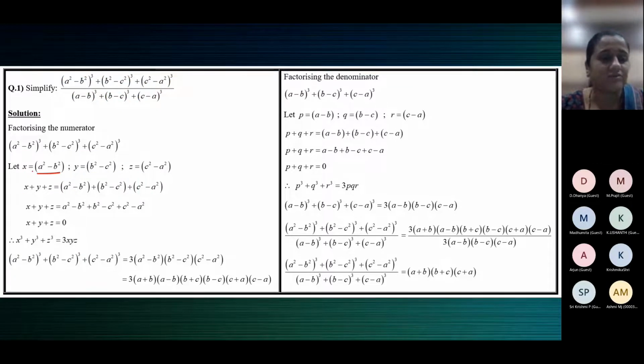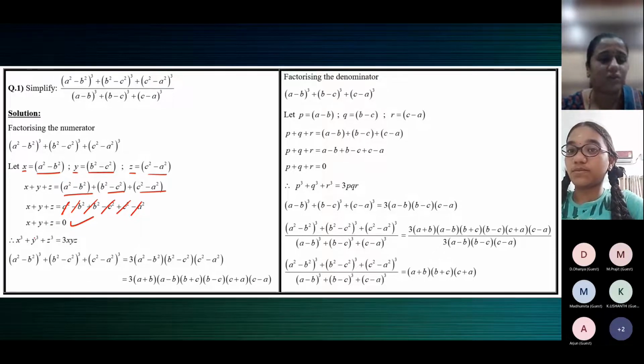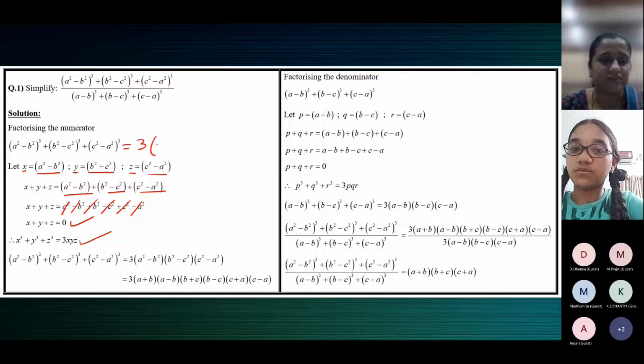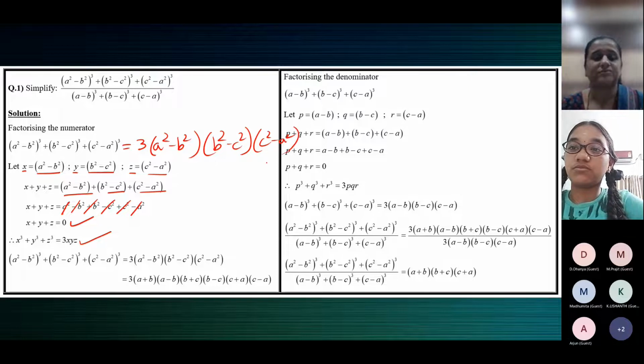So we'll call this one as x, this is y, and this is z. Let's find x plus y plus z. You can see that a square minus b square plus b square minus c square plus c square minus a square gets cancelled. So x plus y plus z is 0. Therefore, x cube plus y cube plus z cube is equal to 3xyz. So this one is equal to 3 into x, which is a square minus b square, into y, which is b square minus c square, into z, which is c square minus a square. So this is how we factorize the numerator.